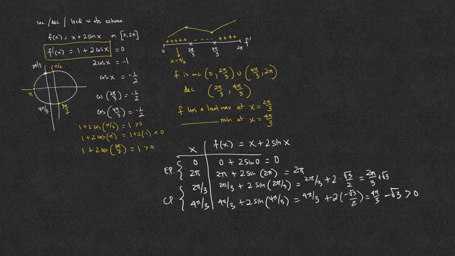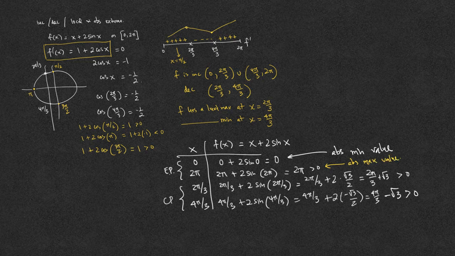2 pi over 3 plus root 3 is also positive. 2 pi is positive, and 0, therefore, is the absolute minimum value. Out of these three positive values, 2 pi over 3 plus root 3, 4 pi over 3 minus root 3, and 2 pi, we see that 2 pi is the largest of them. So 2 pi is the absolute maximum value.